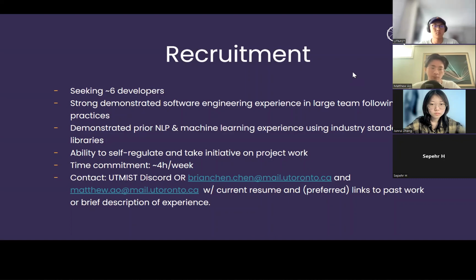And we're also looking for people with a strong ability to self-regulate and take initiative, as we'll be contributing to a real-world product. And the time commitment on this project will be roughly 4 hours a week.